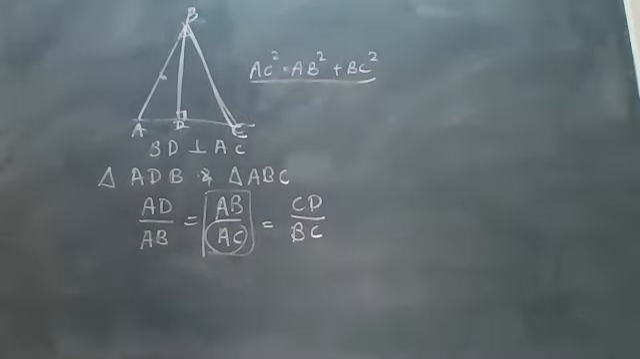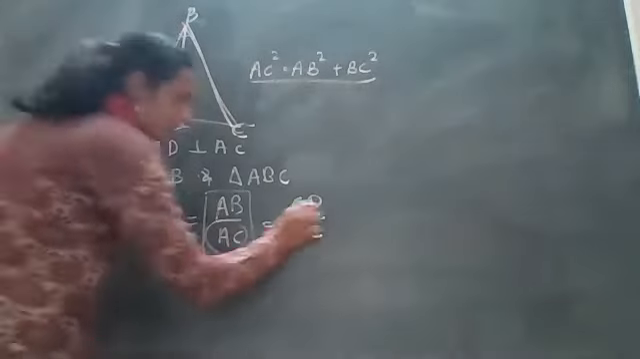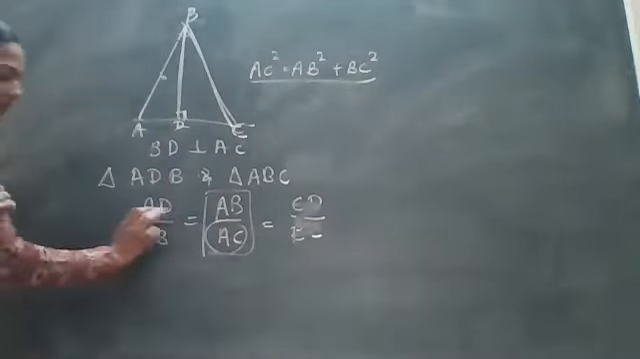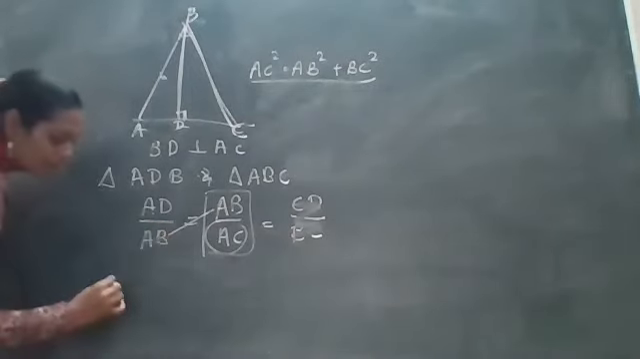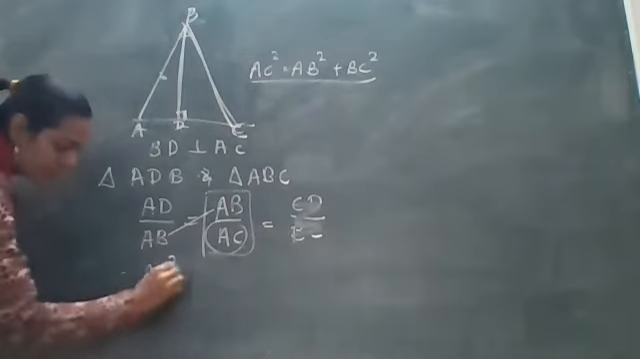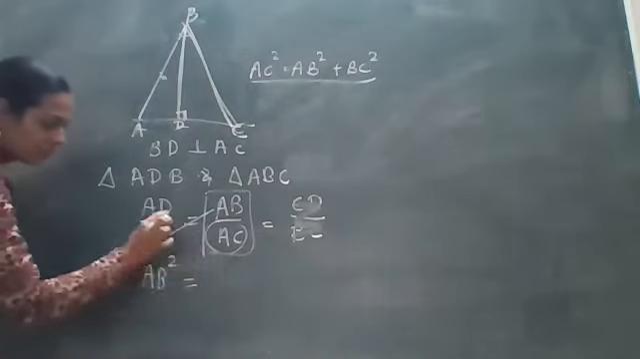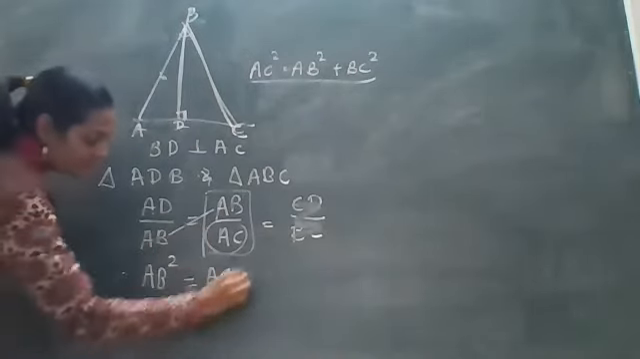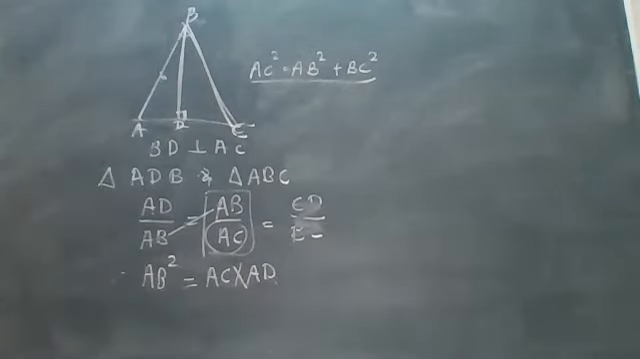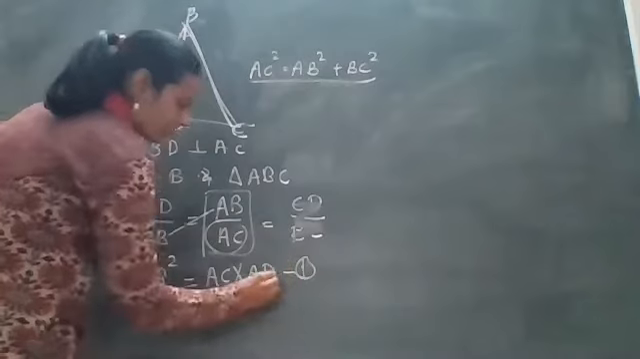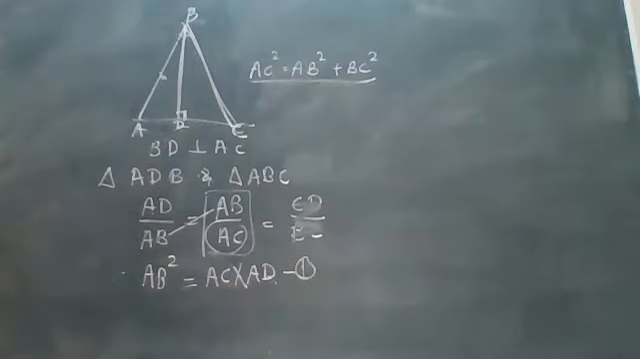So we are not going to use it just now. We are going with this one. So what will become? Cross multiply AB to AB. What will become? AB square, and this will become AC into AD. Okay, this will become our equation 1. Did you understand this completely?